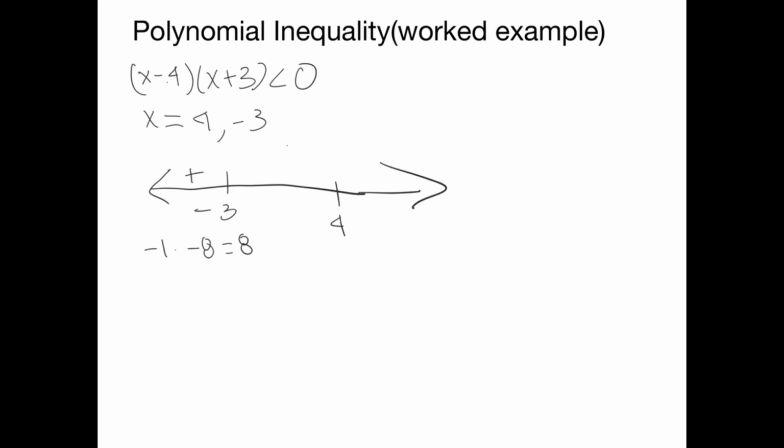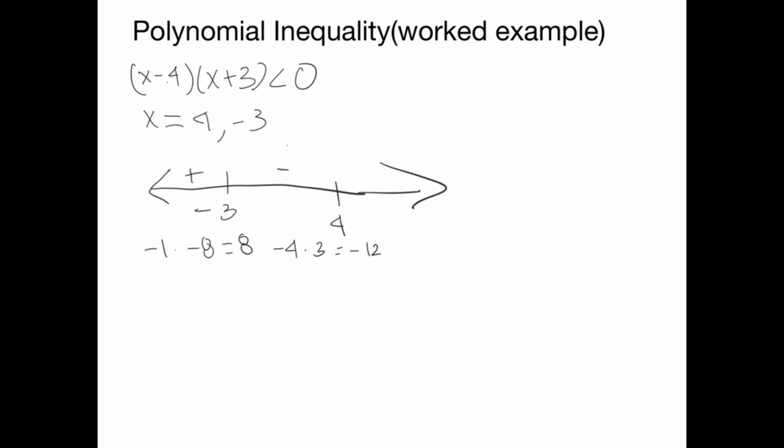And now let's try a number between negative 3 and 4, and we'll try 0. So you get negative 4 times 3, which is negative 12. So that's a negative number. You don't really care about the value of the number. You just need to know if it's negative or positive.